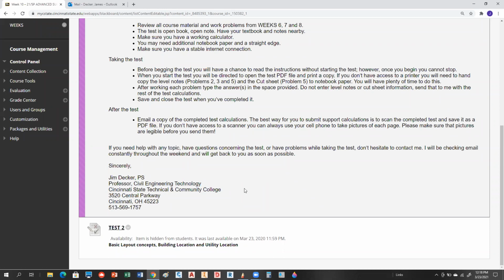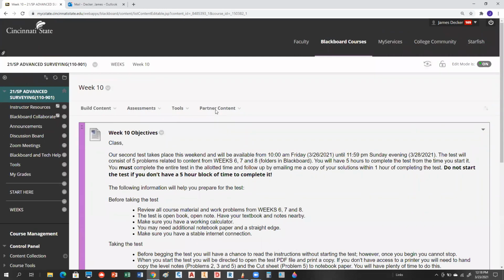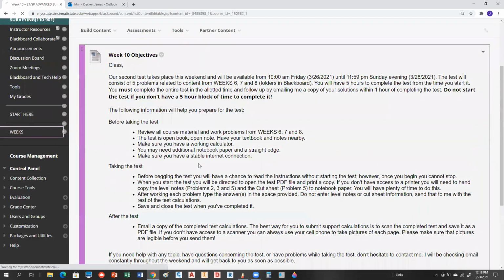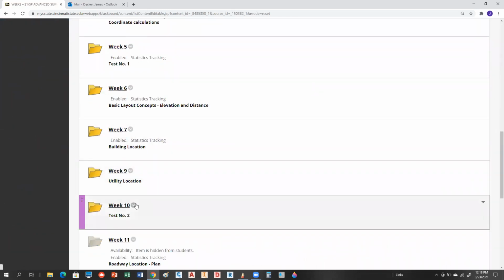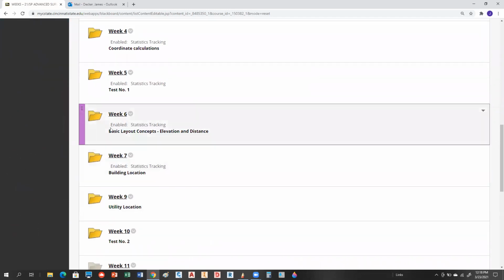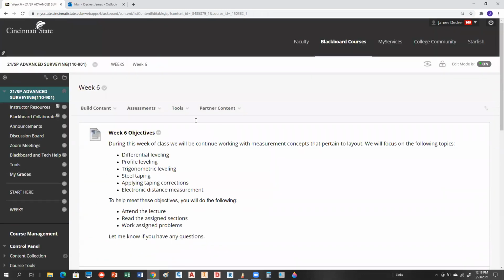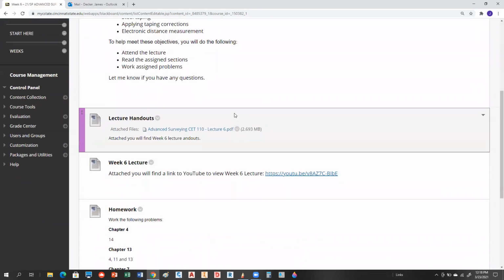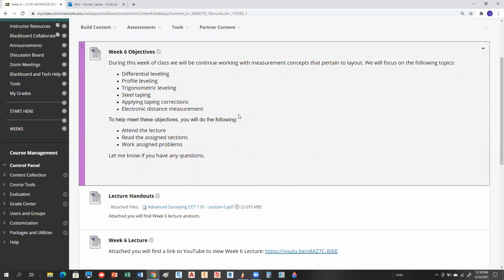Okay. So let's see if there are any questions specific to, I can go to some of these weeks. Let me see. Building location. Let me see about this one here. All right, so things would be dealing with differential leveling, profile leveling, trig leveling, steel taping corrections. Let's take a look. I'd like to take a look at some of those problems. Anybody have one in particular they'd like to look at?